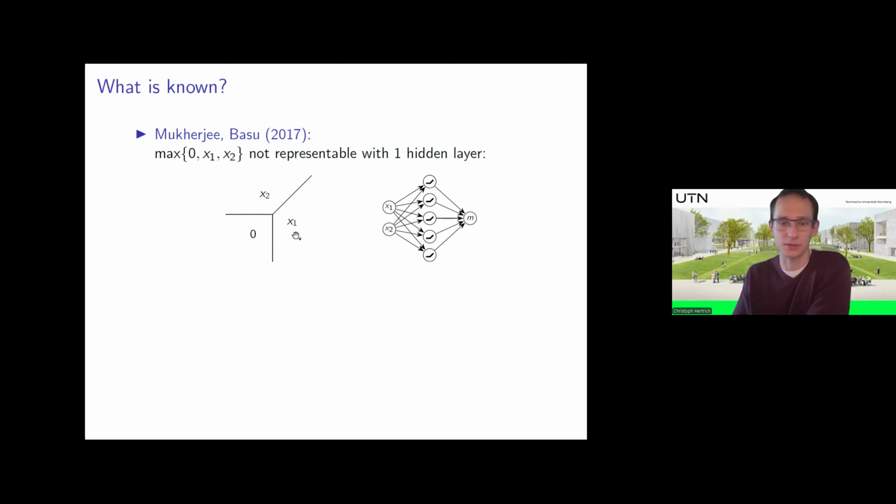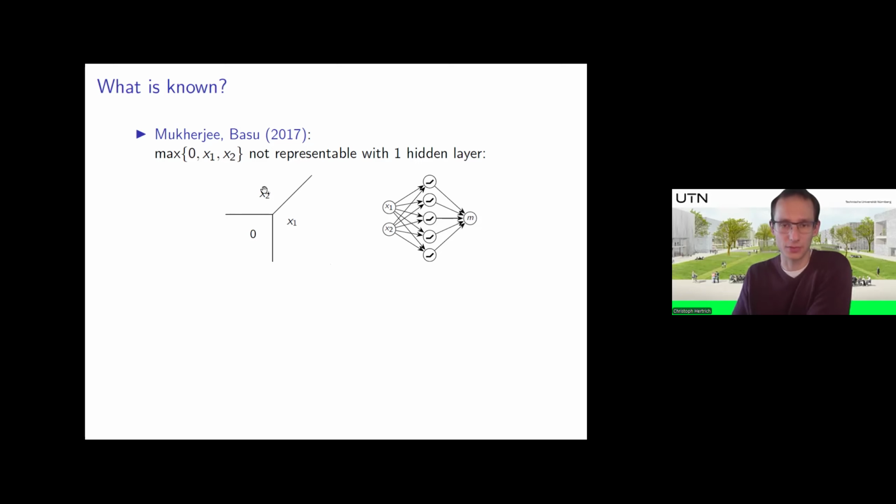And that's not too difficult to prove. If you remember this 3D picture I showed in the beginning, every neuron computes something that has two regions, one zero region and one non-zero region, and the boundary is a hyperplane, or a line in 2D.